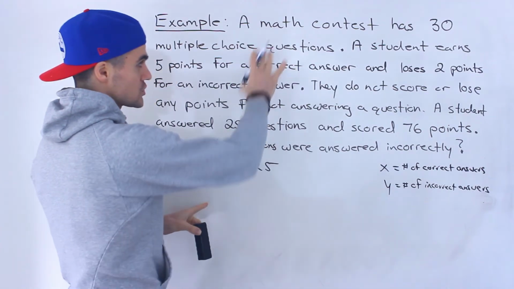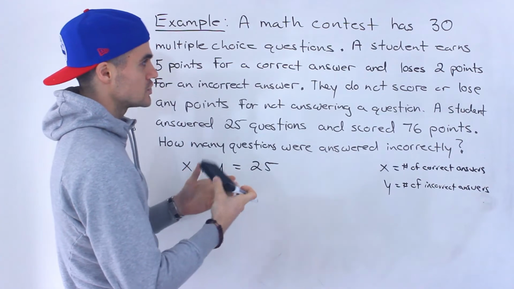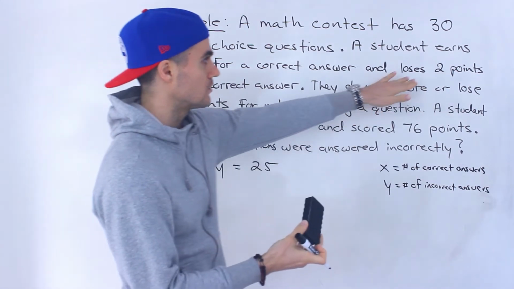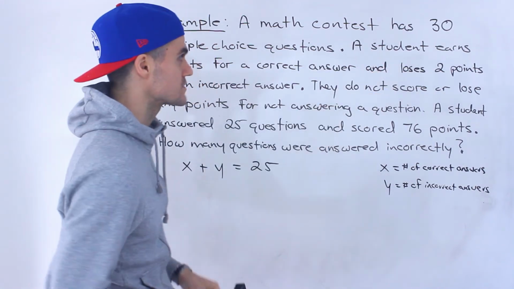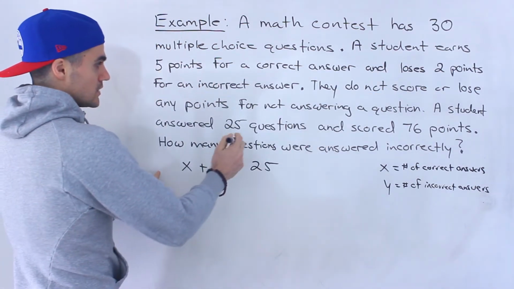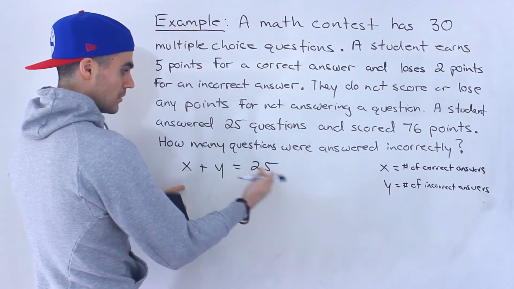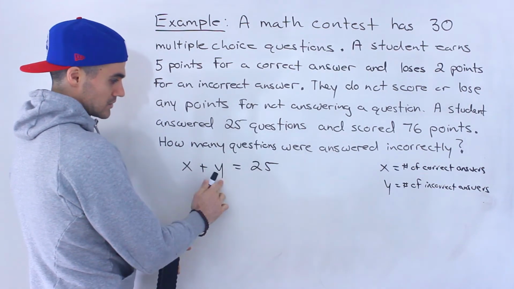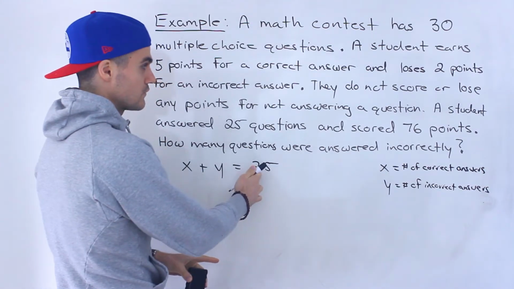Because 5 of the questions were left blank, and that could be some kind of strategy to potentially leave them blank so you're not losing the 2 points if you really don't know how to answer a question. So since 25 questions were actually answered, a portion of them are going to be correct, a portion of them are going to be incorrect. So x plus y is 25.